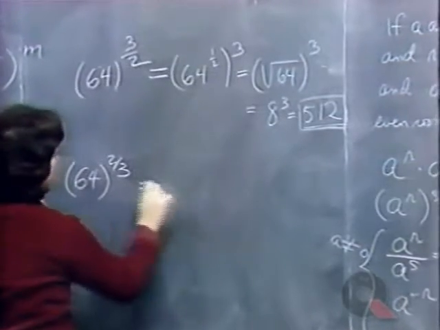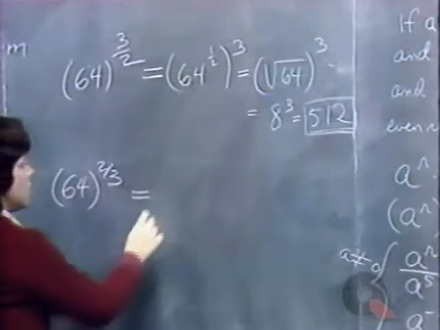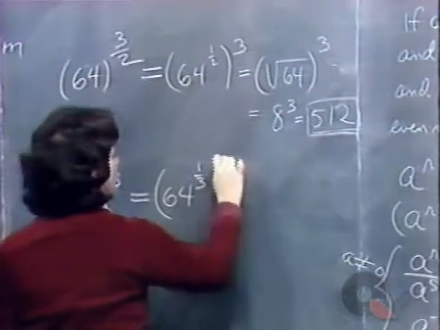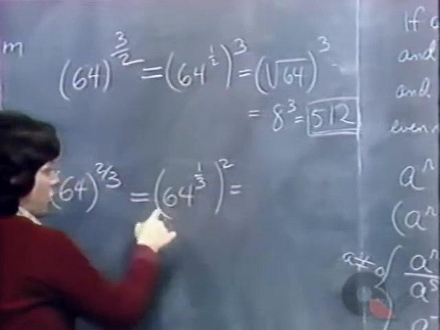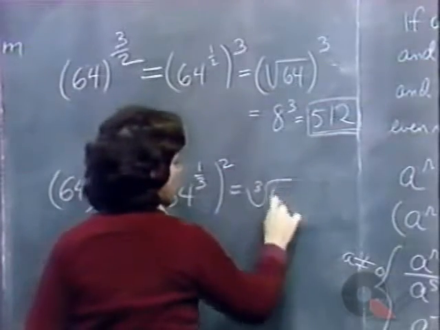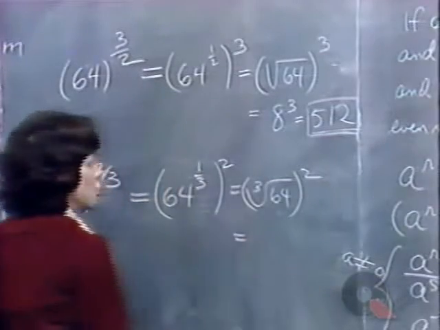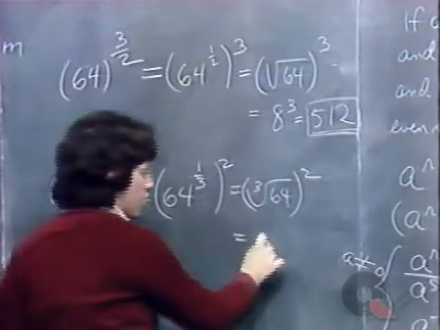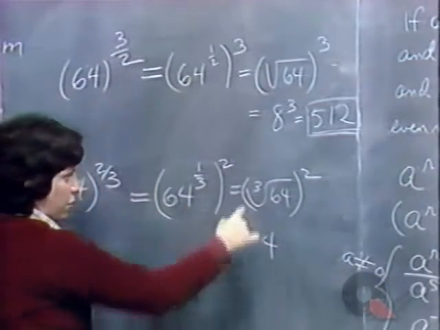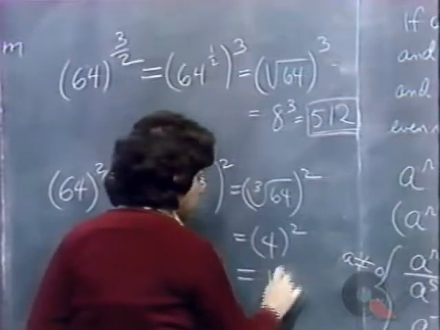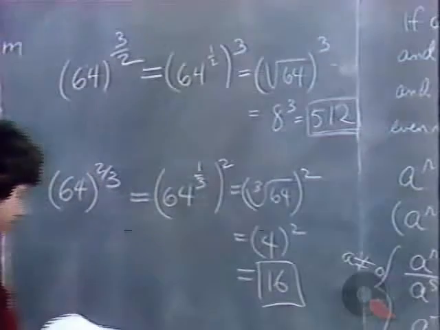Over here, 64 to the 2/3. This is 64 to the 1/3 power squared. That is the cube root of 64 squared. The cube root of 64 is 4, since 4 times 4 times 4 gives you 64. 4 squared, or 16, as an answer.